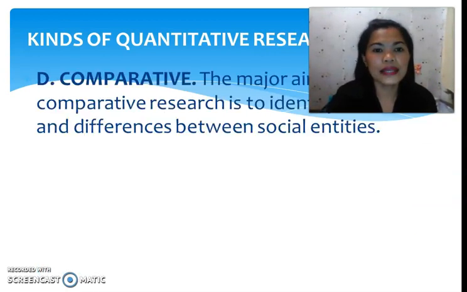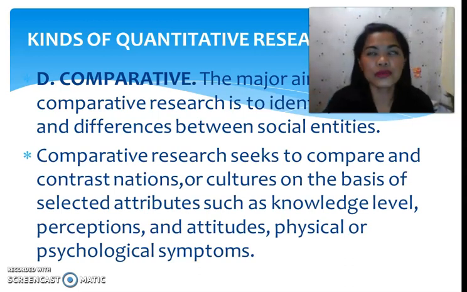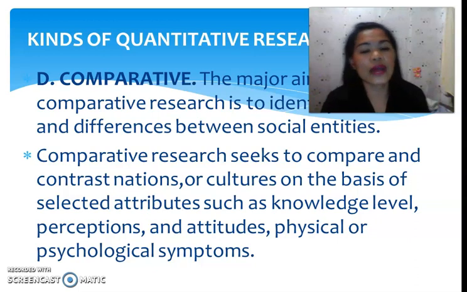Okay? And then comparative. So from the word itself, comparative, you're going to compare, identify similarities and differences between social entities. So like for example, between Asians, like the Korean and the Japanese, what are their similarities and what are their differences. So like for example, you're going to compare and contrast cultures on the basis of their attributes like knowledge level, perceptions, attitudes, or whatever.